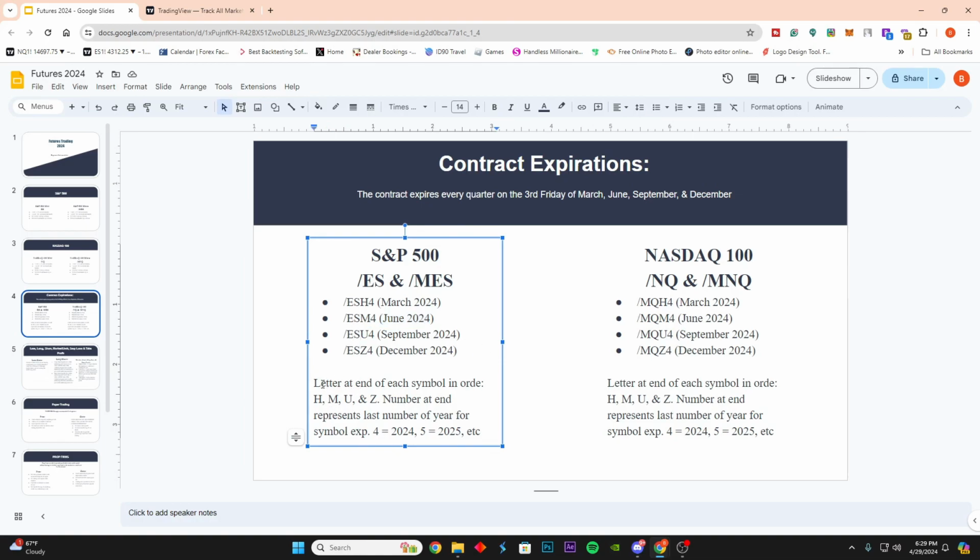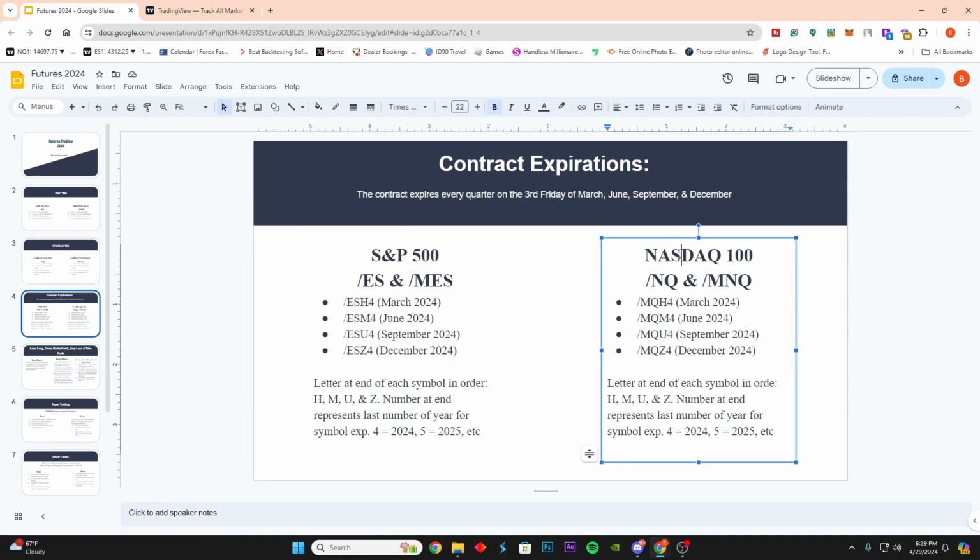And as you can see at the bottom, the letter at the end of each symbol, in order: H, M, U, and Z. The number at the end represents the last digit of the year for the symbol. For example, the 4 represents 2024. If you were looking at, say, ESH5, that would be the March 2025 contract for ES.